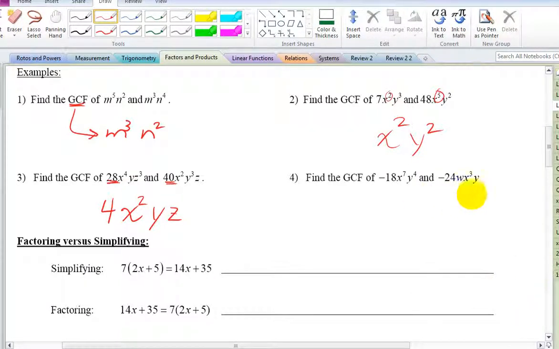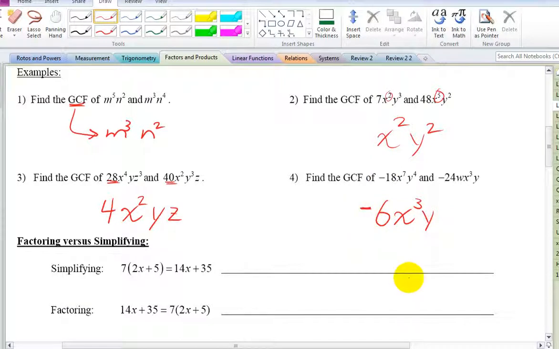Okay. Letters would be what? x^3, y. Why didn't I put a w in there? Yeah, it's not common. There's no w in the first term, okay? The letters must be in both. Okay, letters must be in both. That's the first time you've seen that. Okay, what about the number? 6? Yeah, it should be a negative. Since there's a negative sign in both, you should take out a -6.